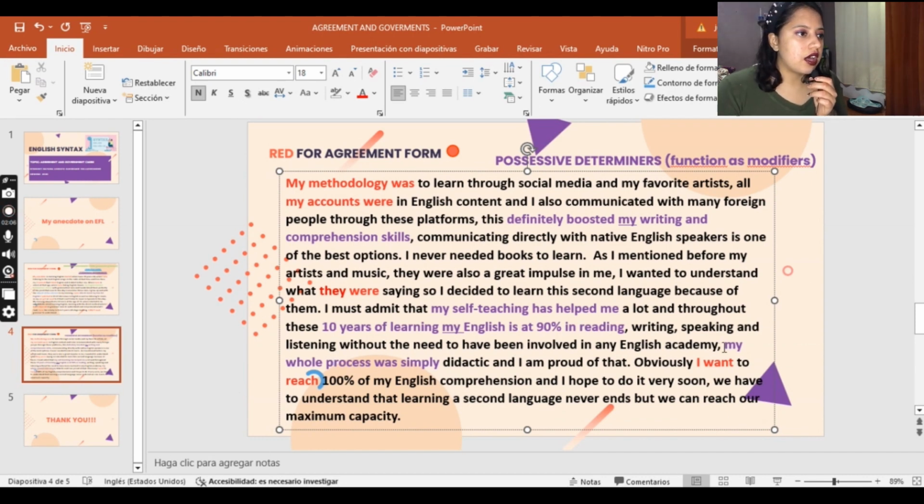My whole process, there is another modifier. I will highlight it. My whole process was simple. Here I'm talking also about my whole process. It is a red agreement form. I would like to highlight it. Process, singular. The verb was, it has to be also in singular. Simply didactic, and I'm proud of that.